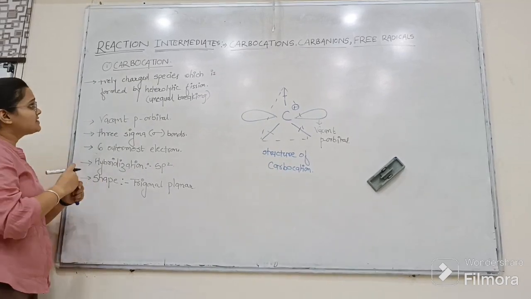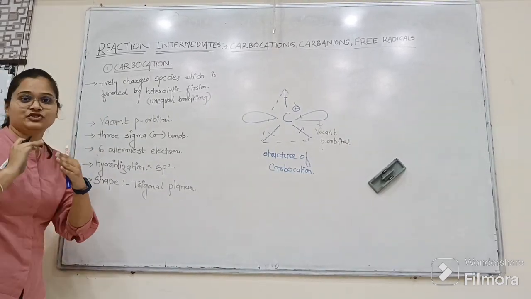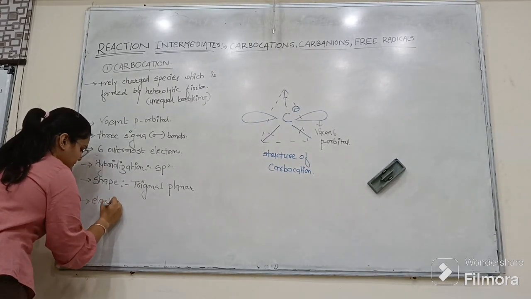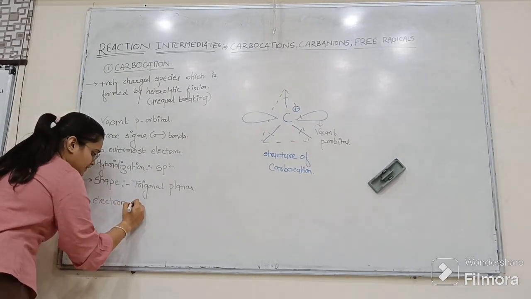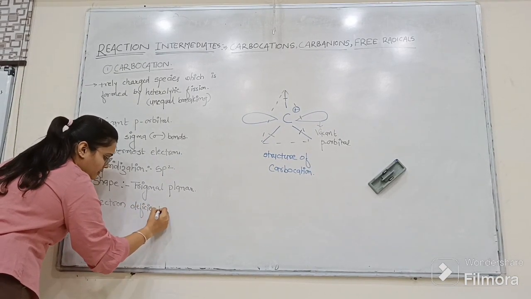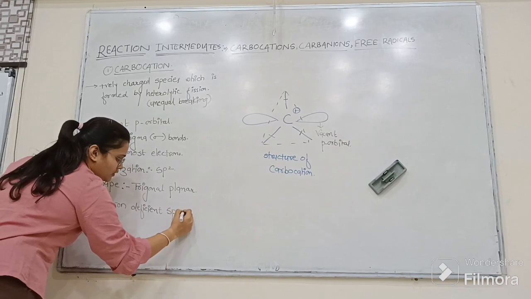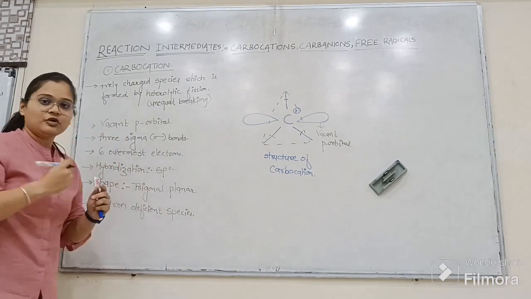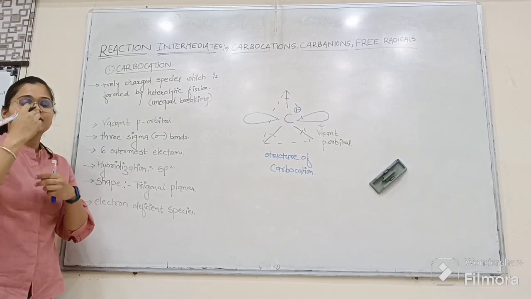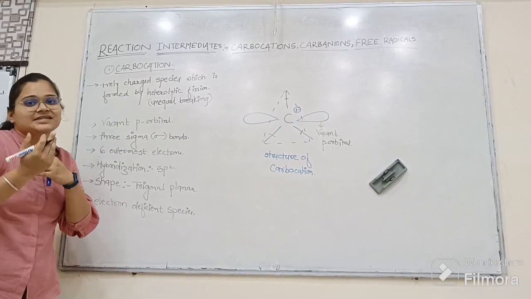Furthermore, I can say since carbocation carries positive charge, it is an electron deficient species. What do we mean by the term electron deficient? In order to attain stability, it will require an electrophile, or it acts as an electrophile.